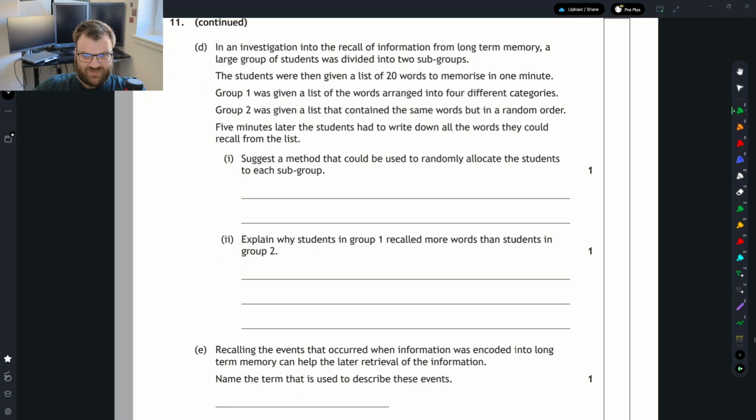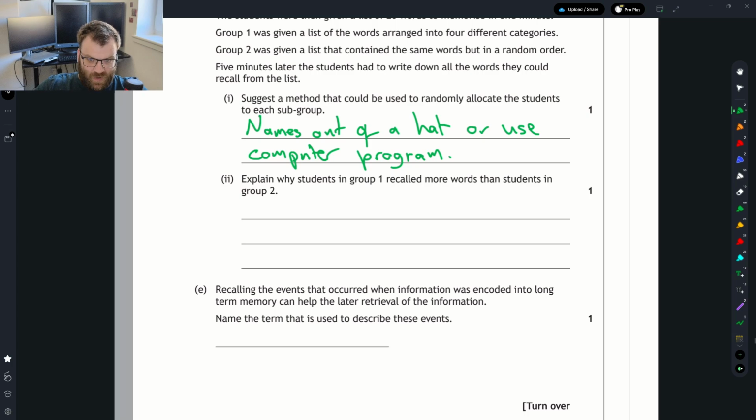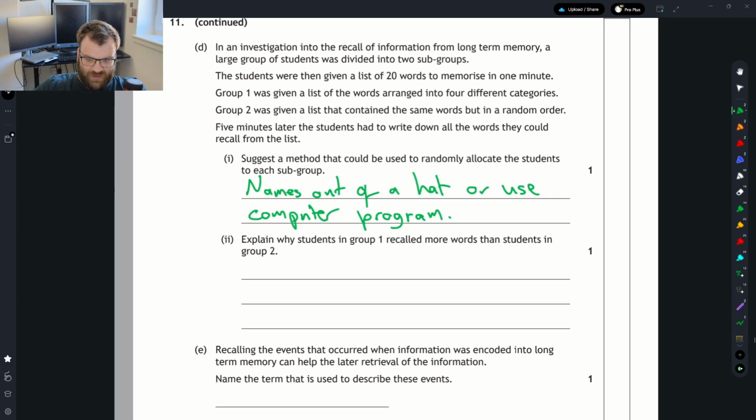Next one, we're dealing with two groups getting asked to memorize certain words, some in categories and some randomly. Randomly allocate them. You'd have names out of a hat or use a computer program. Could be things like lollipop sticks or the spinning wheel number generators, all those lovely things that we can do for that.